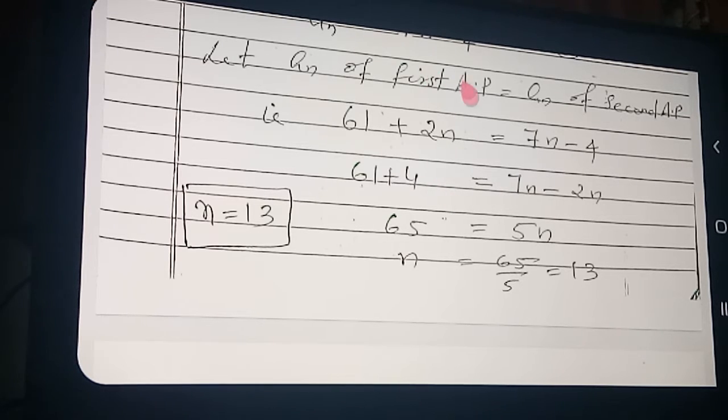For any question of this type, this is the method. First, you equate the nth term of the first AP and the nth term of the second AP. From that you will find out the value of n. So you can calculate the 13th term of the first AP and the 13th term of the second AP and see that you will get them equal. Okay. Copy the sum.